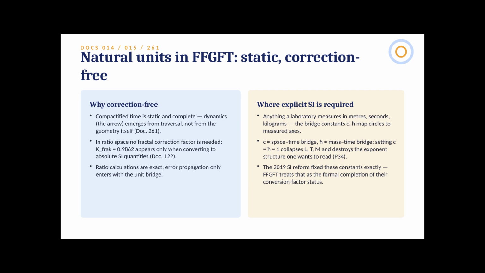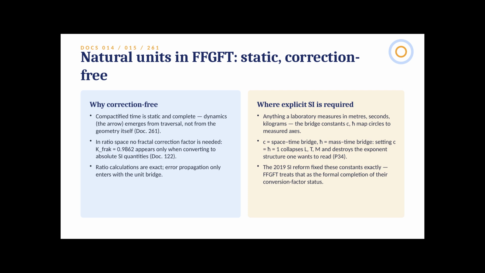Slide 6. A natural question: if you're juggling fractal geometry, don't you need messy correction factors everywhere? Mostly, no. In ratio land, the calculations are exact. A small fractal correction, kfrac, about 0.986, which is 1 minus 100 times Greek x, so 100 recursion levels deep, only shows up when you convert to real SI units. And compactified time here is completely static. The flow of time comes from traveling through the geometry, not from the geometry itself.